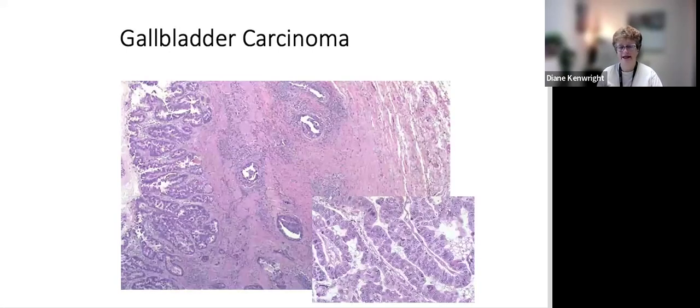What do gallbladder cancers look like? Well, let's use the classic adenocarcinoma descriptors. Malignant glands invade the wall. You can see them here. And the glands are lined by pleomorphic, mitotically active hyperchromatic cells.